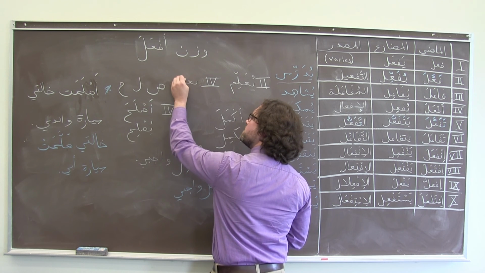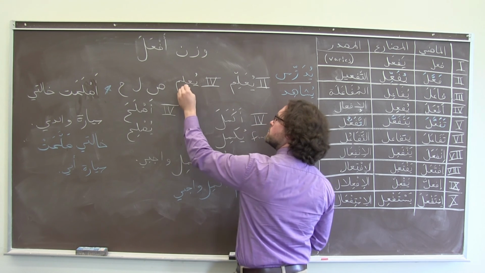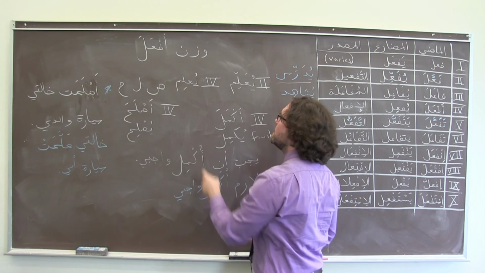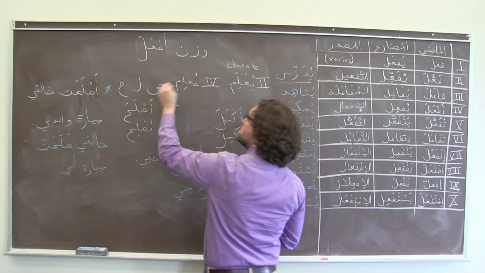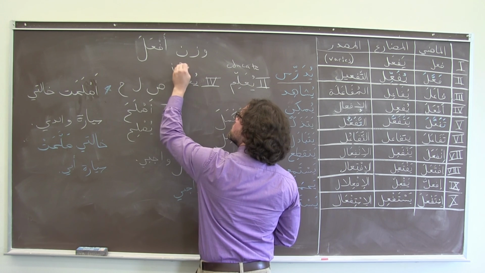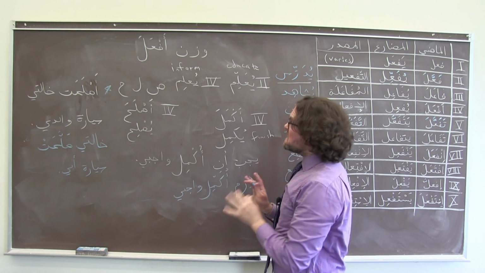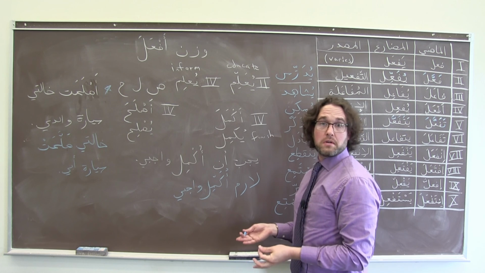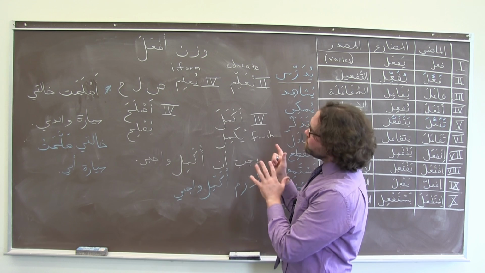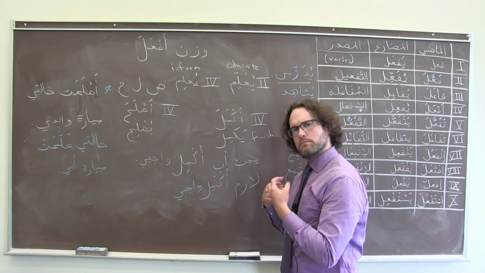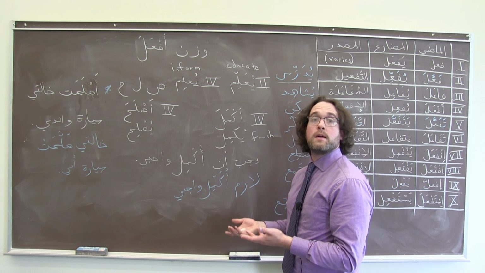If I said يعلم, following that same Form 4 vowel pattern, right? يعلم, dhamma here, kasra there. يعلم is more like educate, whereas يعلم would be more like inform. It's a subtle distinction, but one that is potentially important and could change the meaning of what you're trying to say. As always, in a case like that, if you encounter a verb that's in a particular form, if you hear it or if you read it, context is going to be the best guide.